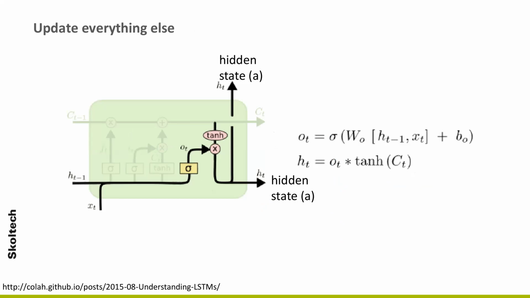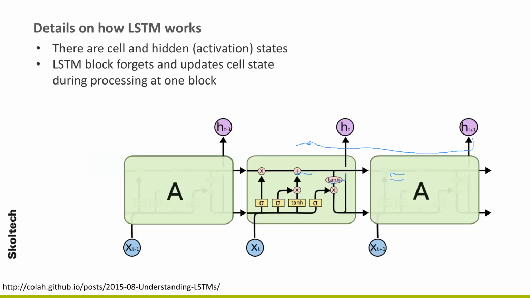Apart from the cell state, which is the most important information, we want to update everything else. So we update the output here, and we update the hidden state. The hidden state is a simple function of the current cell state, multiplied by additional parts, like an output gate, for example. So we have this detailed LSTM block completely defined.